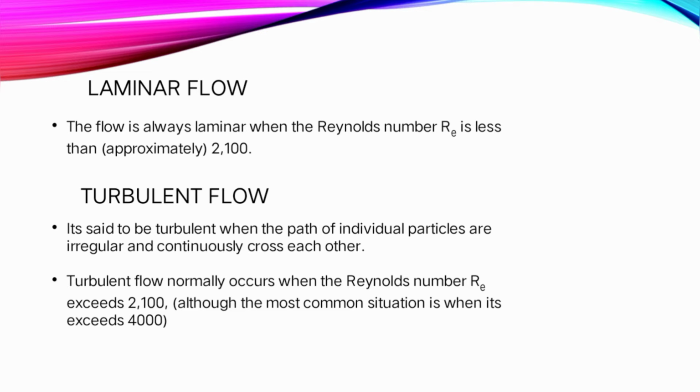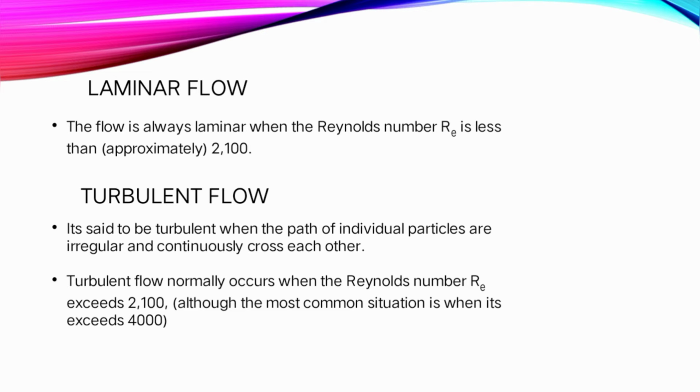The flow is said to be turbulent when the paths of individual particles are irregular and continuously cross each other. Turbulent flow normally occurs when the Reynolds number exceeds 2100.